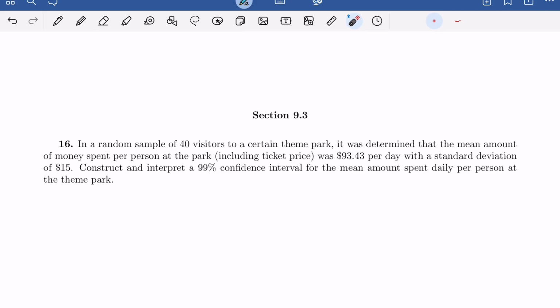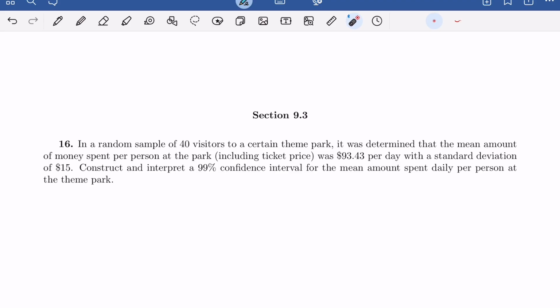So for the last question in this video, we're looking at question 16 from section 9.3. We're told that in a random sample of 40 visitors to a certain theme park, it was determined that the mean amount of money spent per person at the park was $93.43 per day, with a standard deviation of $15. So we're going to construct and interpret a 99% confidence interval for the mean amount of money spent daily per person at the theme park.